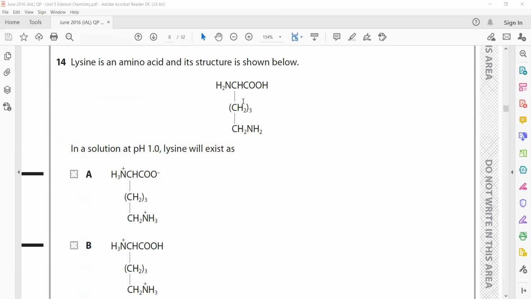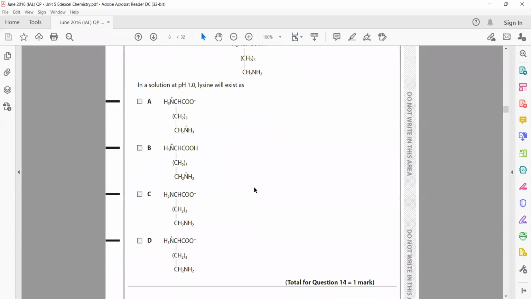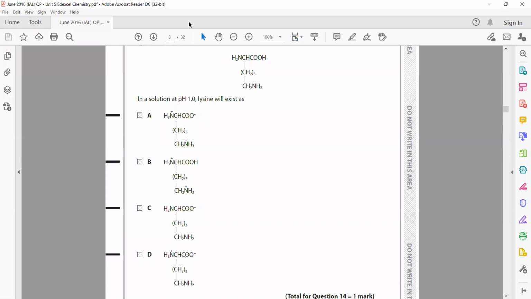Lysine is an amino acid and its structure is shown at pH 10. Normally, in normal condition, this will lose a proton and this will accept a proton. But in acidic condition, we have more protons, more hydrogen ions. So this will accept hydrogen, as well as there is another amine group that can also accept hydrogen. So both of them will accept hydrogen. So the possible structure when both groups accept hydrogen, that's B.